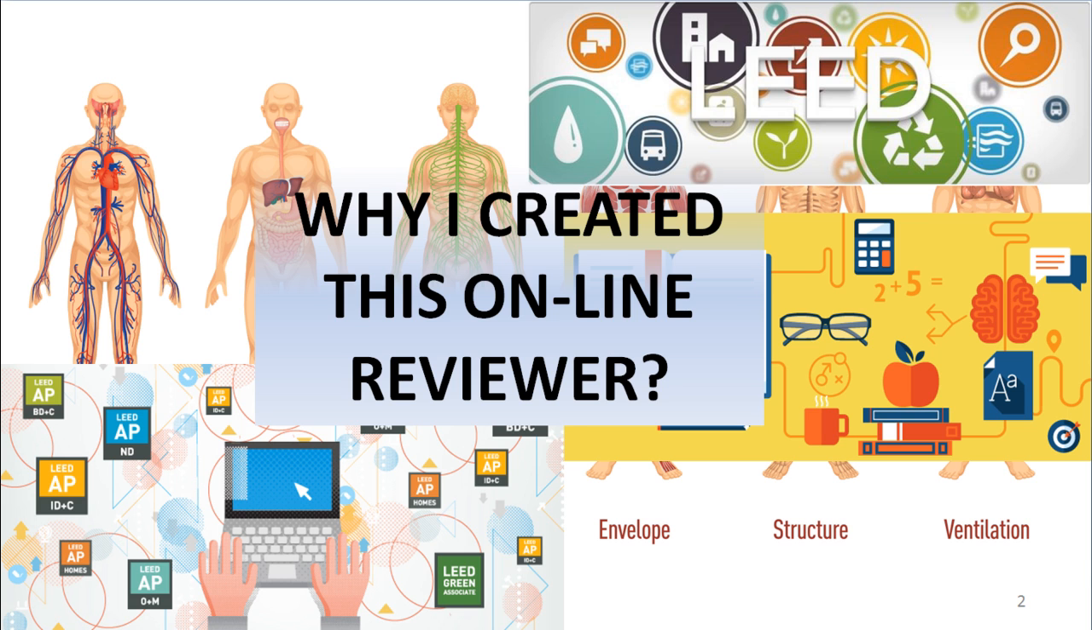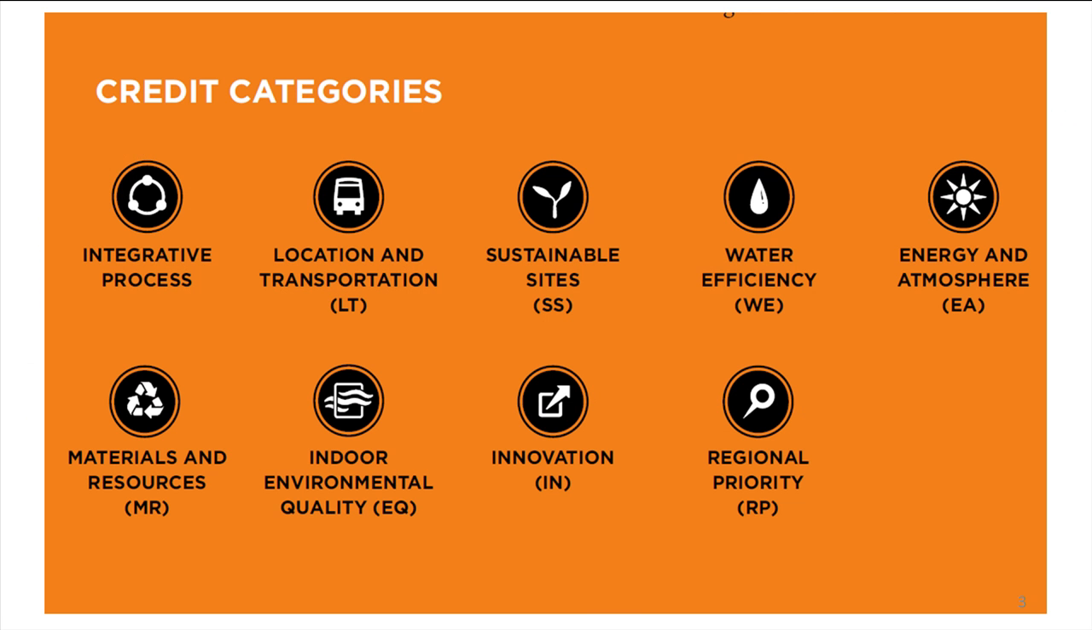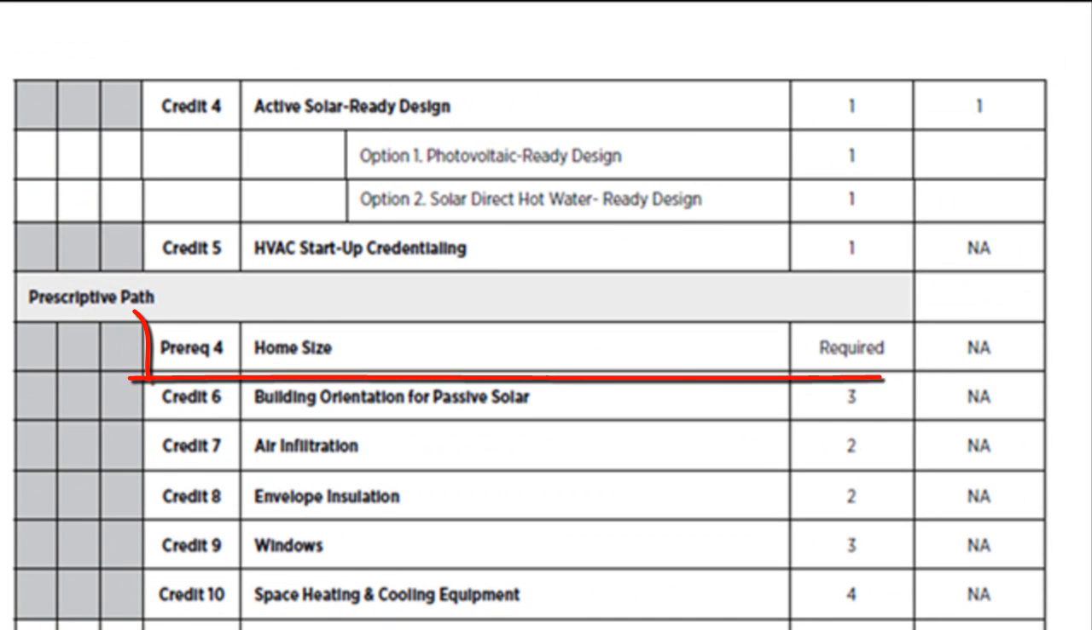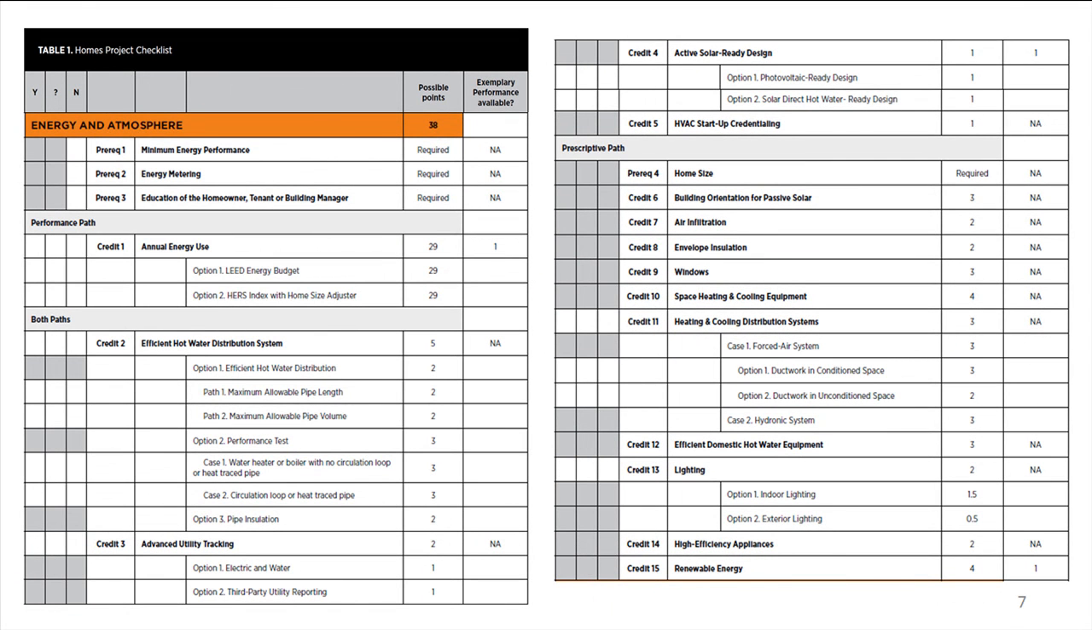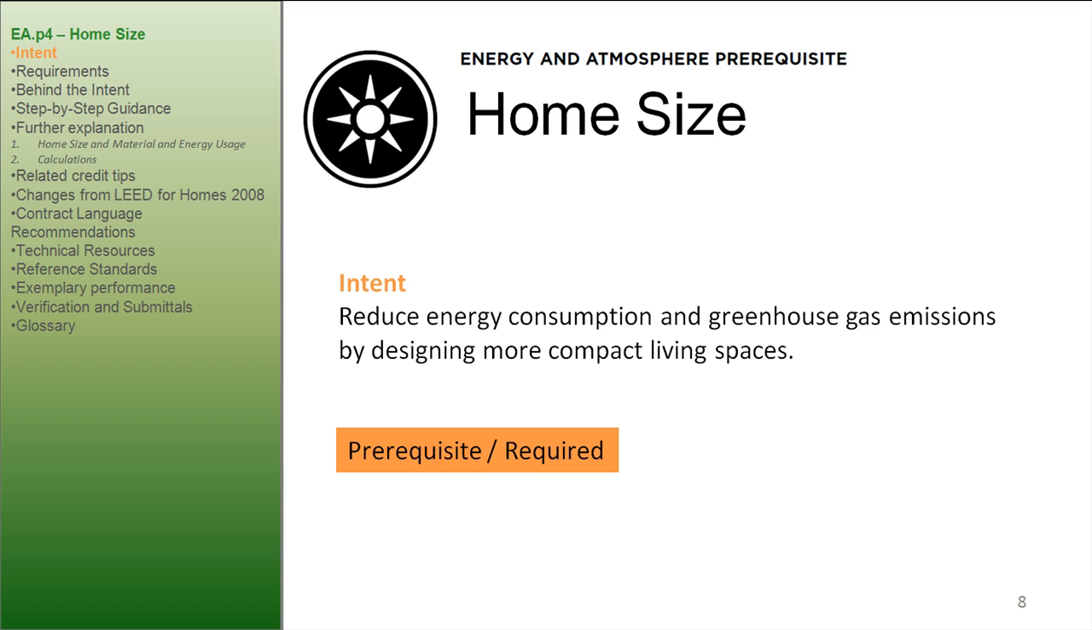These are the LEED credit categories. On my previous video, we discussed the energy and atmosphere prerequisite, the education of homeowner, tenant, or building manager. Now we will proceed to the fourth prerequisite, the home size, under the prescriptive path. Home size is the last prerequisite of the four prerequisites of energy and atmosphere. Energy and atmosphere prerequisite 4, home size. Intent: reduce energy consumption and greenhouse gas emissions by designing more compact living spaces. It is prerequisite or required.